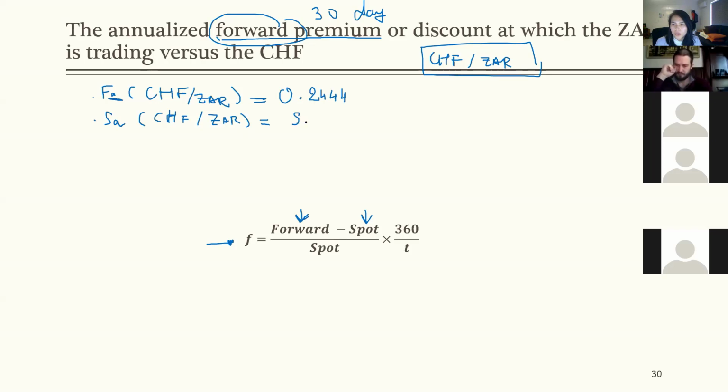So tell me what formula I should start with for this cross rate calculation. On the right hand side, what do I have? Swiss over USD times USD over ZAR. Exactly right. So this is what I'm looking for.